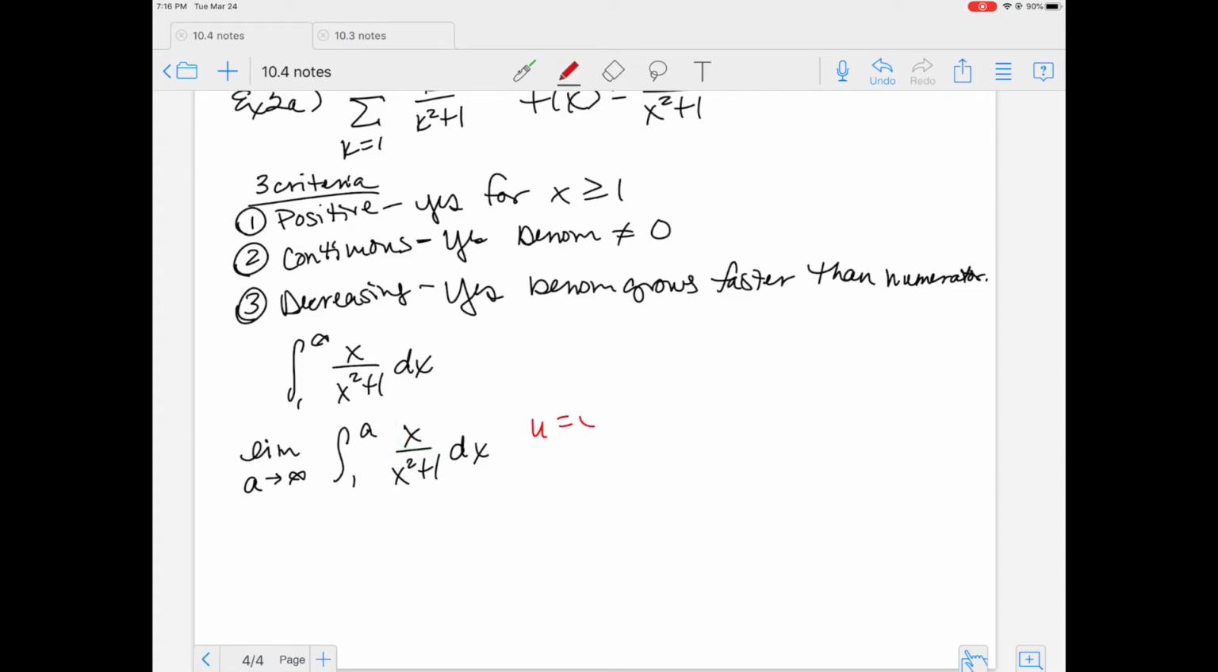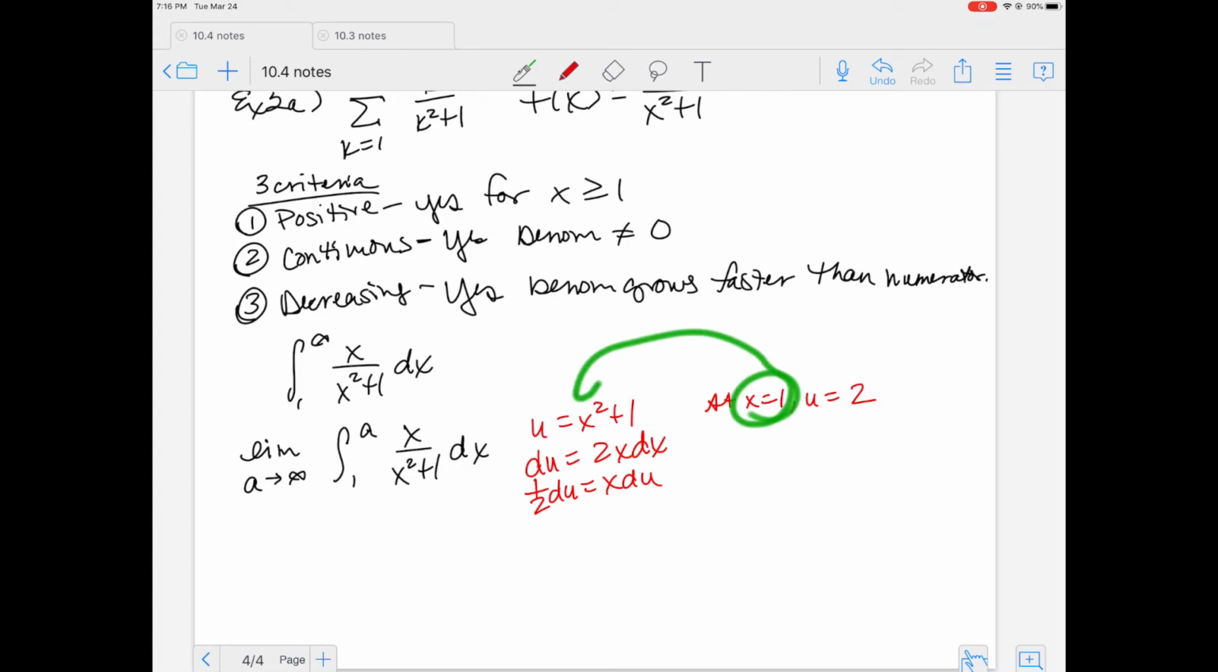So u is x squared plus 1. du is 2x dx. So I know I've got this 1/2 du, which takes out my x dx. At x is equal to 1, u is equal to 2, right? Because I'm plugging this 1 in here. 1 squared plus 1 is 2. At x is equal to a, u is equal to a squared plus 1.